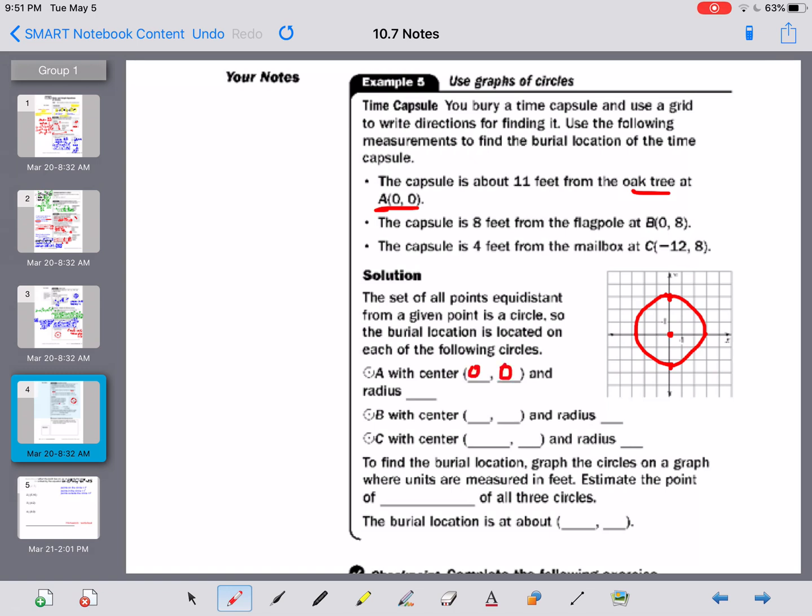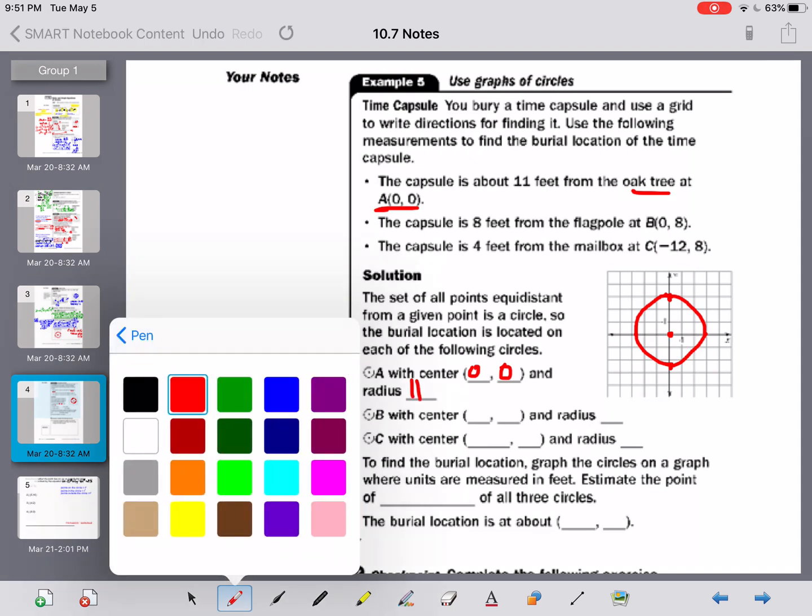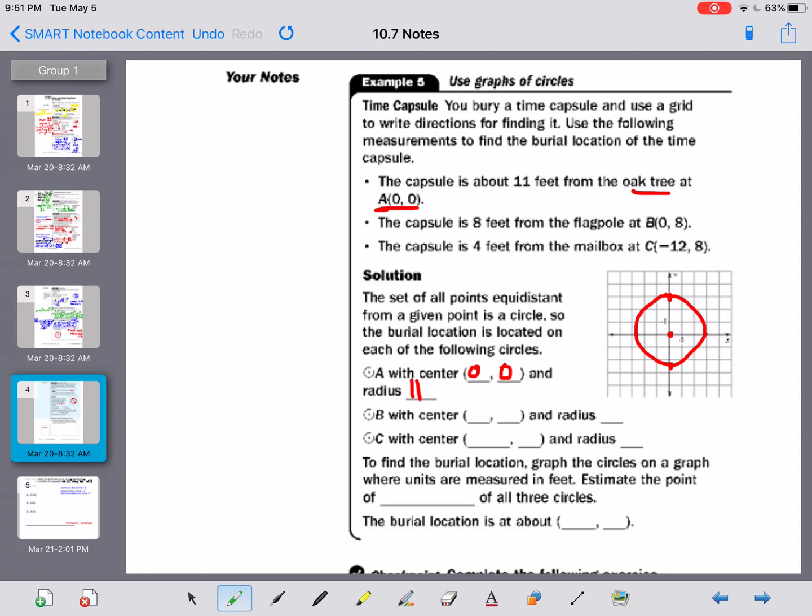Okay, change colors here so we can stay organized. My second clue says the time capsule is 8 feet from the flagpole, and the flagpole is at B, which is 0, 8.